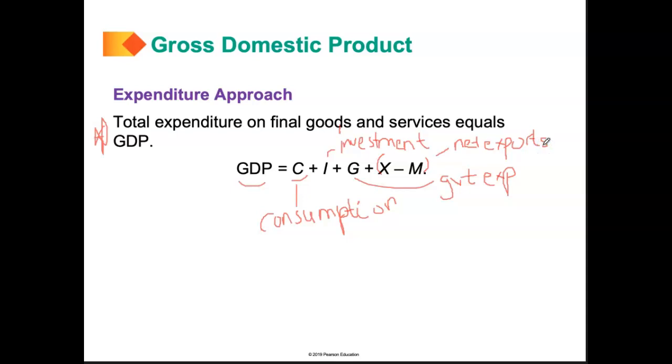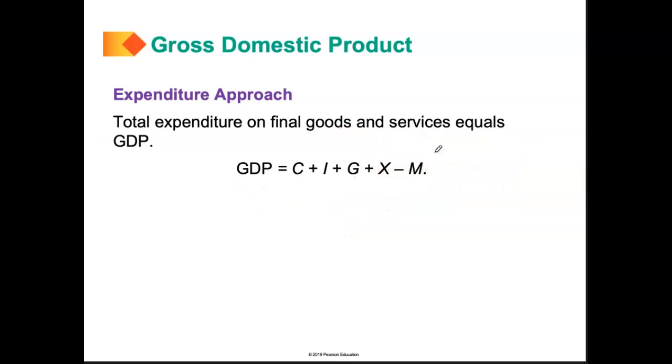So in the United States, for example, to calculate GDP, we use what we call the expenditure approach. We add consumption expenditure, investment expenditure, government expenditure, and net exports. The reason we subtract M is, remember, GDP only looks at goods and services produced within a country, right? So given this equation, we can calculate GDP for any country.